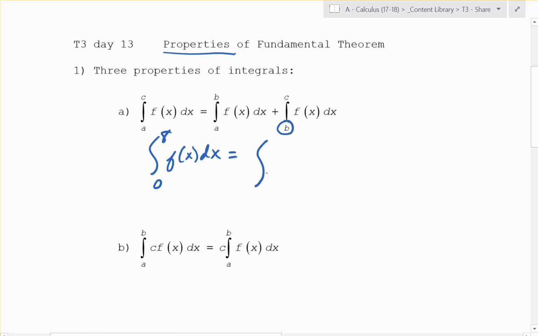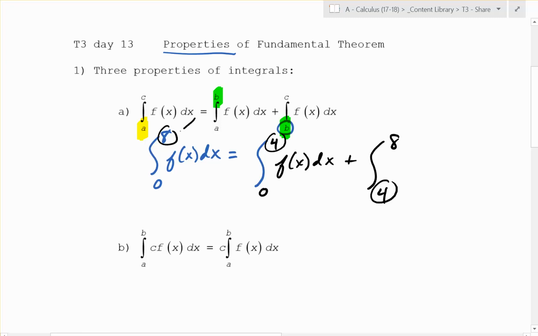So remember we have to keep a the same down here, so we'll keep 0 there, and let's go to a new b value, say, I don't know, 4. And we'll do f of x dx plus, and it has to be the same here. Notice it has to be b and b right there. So we have 4 and 4, and it has to end with 8, the same number it started with, the upper limit of integration. So you can break it apart.